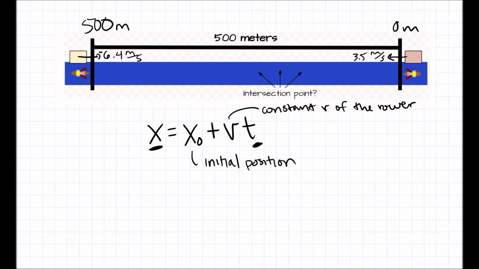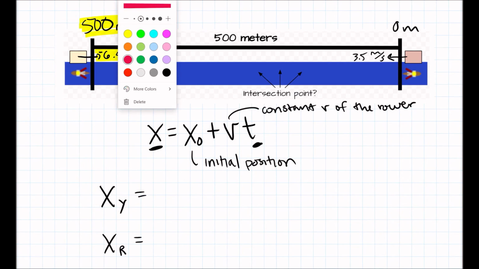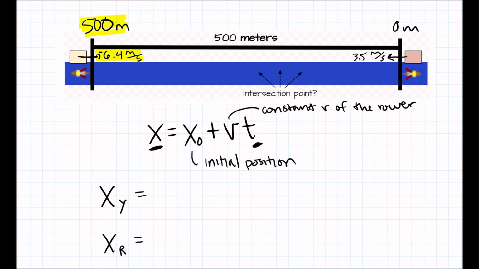That is your setup. You're going to have to figure out a position as a function of time for the yellow boat, and a position as a function of time for the red boat, using the velocity and initial position. Same thing for our red boat: our initial position and our velocity here. Hopefully that was helpful for part two. That's what I'm looking for you to do.